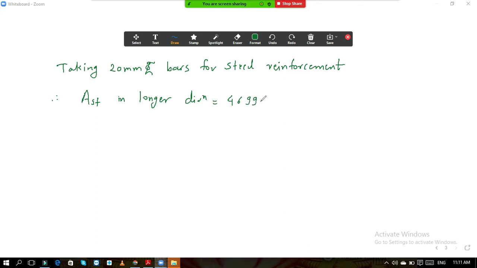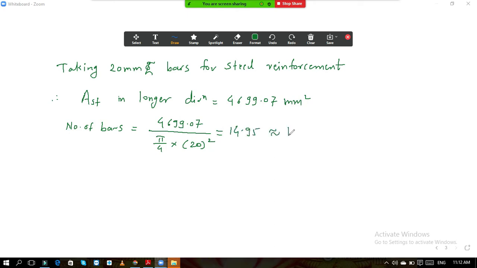4699.07 mm square. So now calculate number of bars. Number of bars is equal to, how much, 4699.07 divided by pi by 4 into 20 square. So if we solve this, we will get the number of bars. So it is 4699.07 divided by pi by 4 into 20 square, 14.95. It is 14.95, which is nearly equal to 15 numbers.